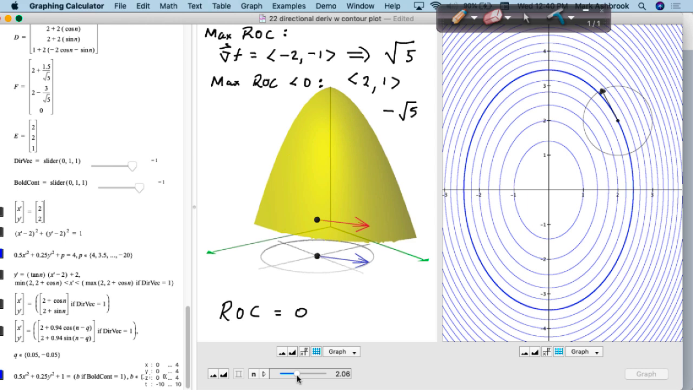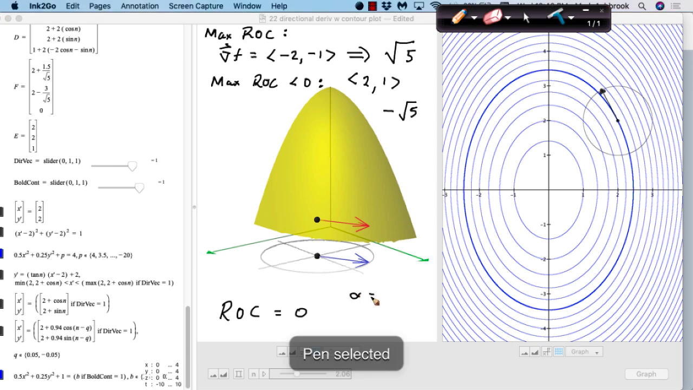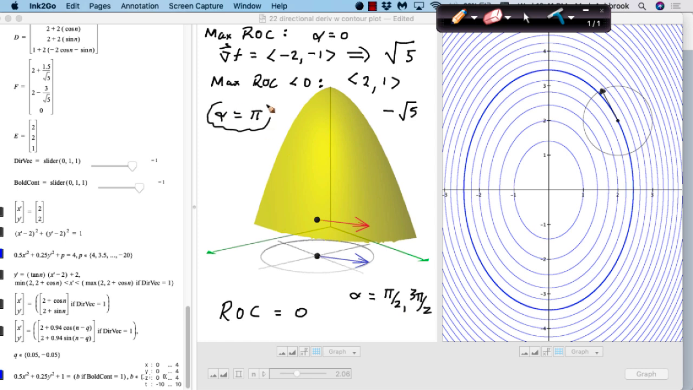That's when alpha equals pi over 2, 3 pi over 2. Max negative rate of change is when alpha equals pi, the exact opposite direction of alpha equals 0, the direction of the gradient. And then the two directions orthogonal to those give a rate of change of 0, meaning you're walking along contour lines, or walking around the mountain without going up or down. There's two ways to do it.